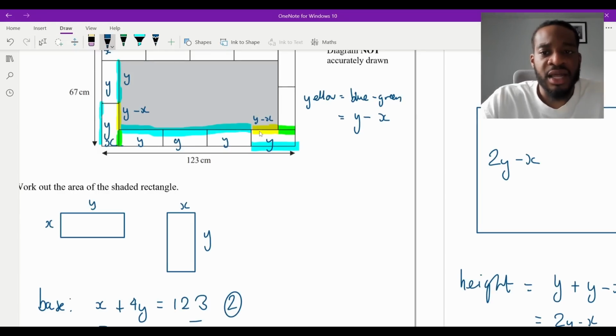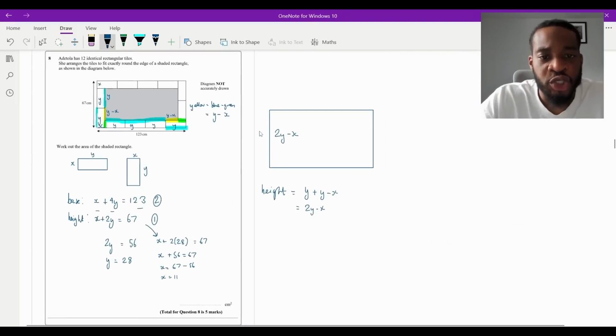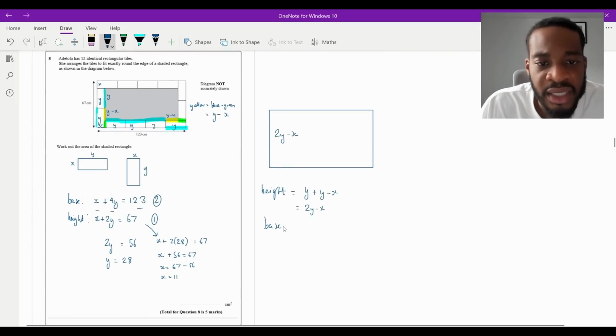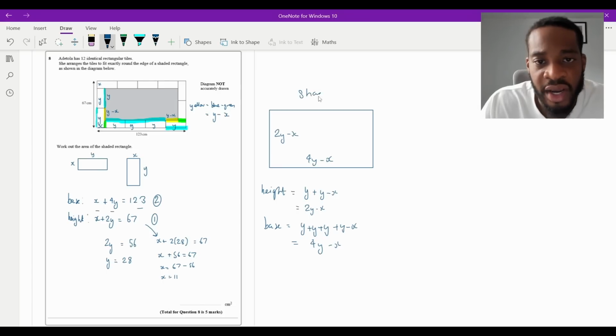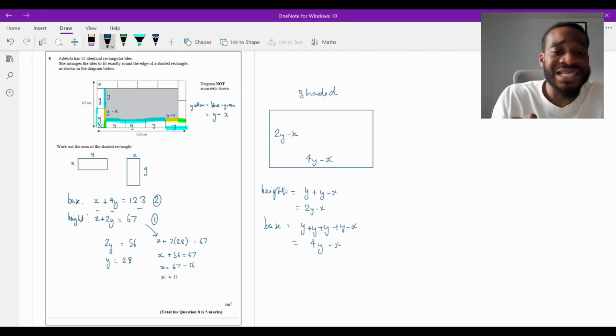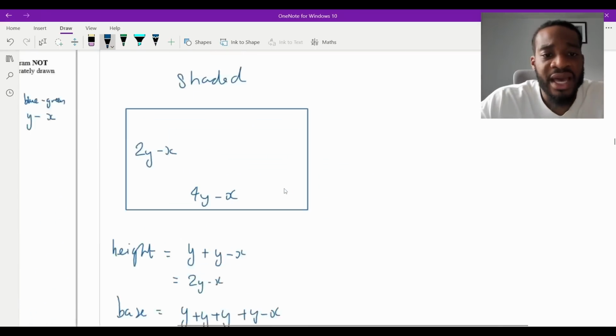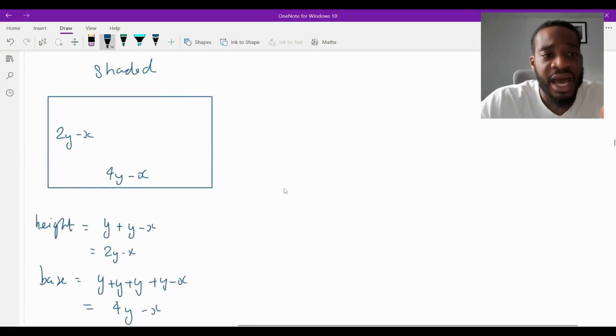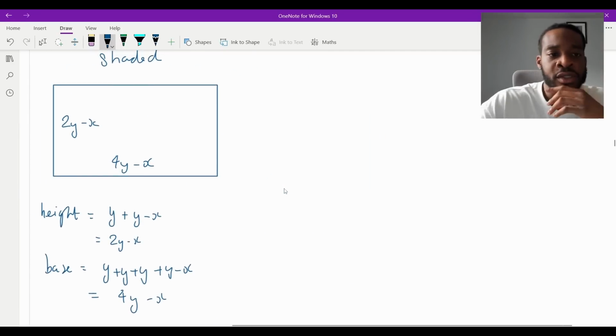And then that means that the base of the shaded rectangle is going to be, there's three y's, right? There's three y's, y plus y, and then that yellow part, y minus x. And that means that's going to be 4y's altogether, take away x. So now we have the dimensions of the shaded rectangle algebraically. Now, this is not an issue because we have x and y. We solved it simultaneously. x is 11, y is 28. So what I can now do is actually work out what the actual base and height is of this shaded rectangle. So I'll go ahead and do that.